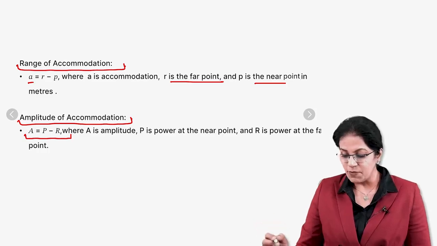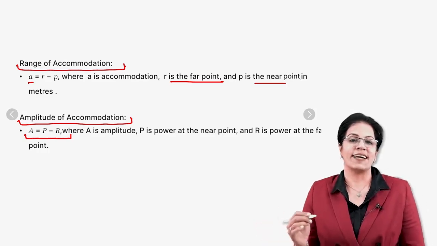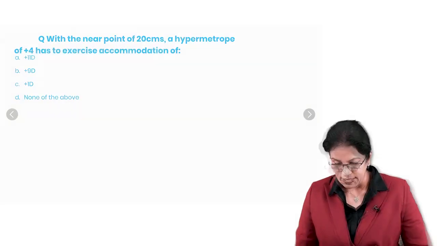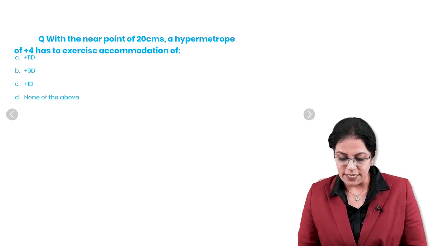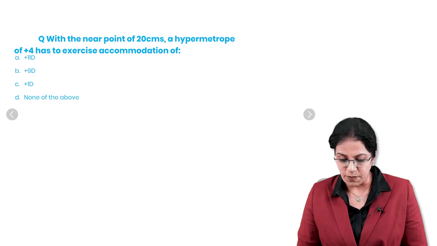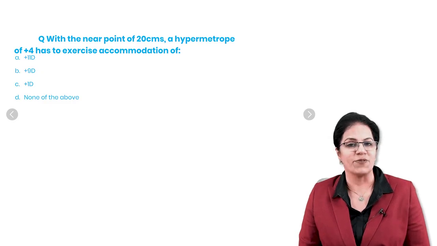This is important, you should know, because there are some numericals that are asked in your exam. Okay? So let's solve a few numericals here. First is, with a near point of 20 centimeters, a hypermetrope of plus 4 has to exercise accommodation of?